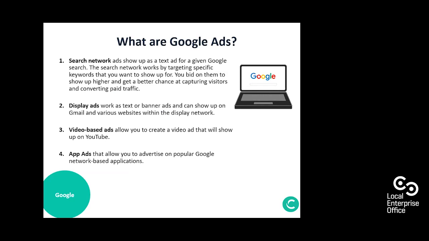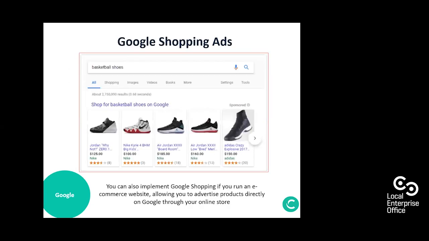Basically, it's an auction. Advertisers bid on particular keywords, and the number one bidder at the given time shows up number one in terms of ads. The number two bidder shows up number two, and so on.